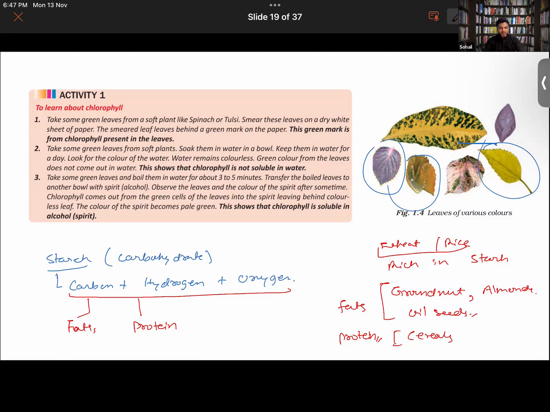Can you quote some example of underground stems? Sir, potatoes. That was good. What about ginger? Yeah, ginger. Carrots? No, carrot is not an underground stem. Carrot is a root. Now, what type of root is it? Fibrous root or the main root? It is not the fibrous root.